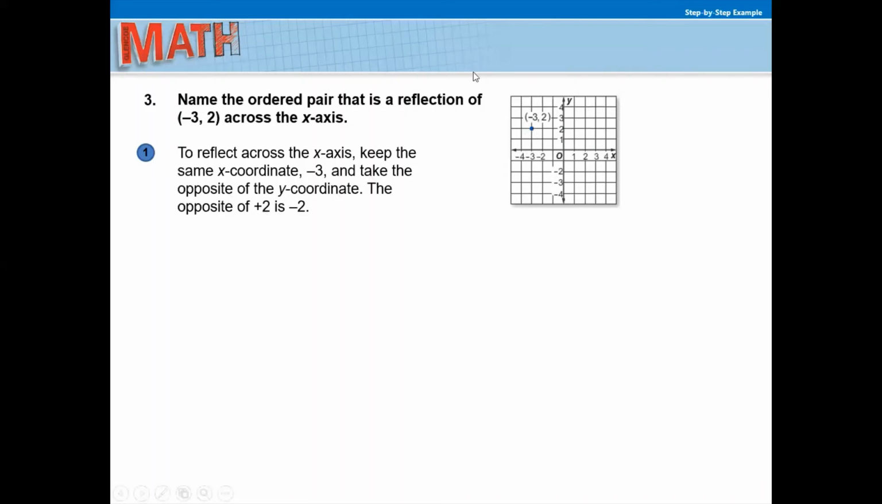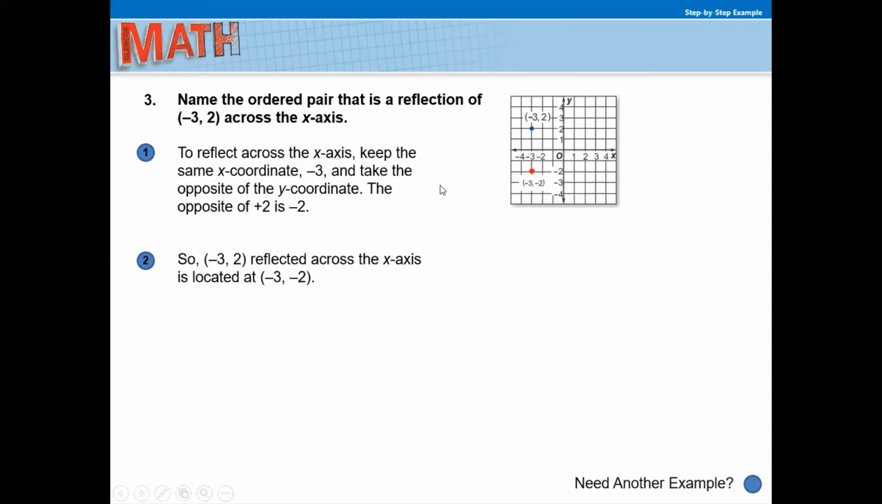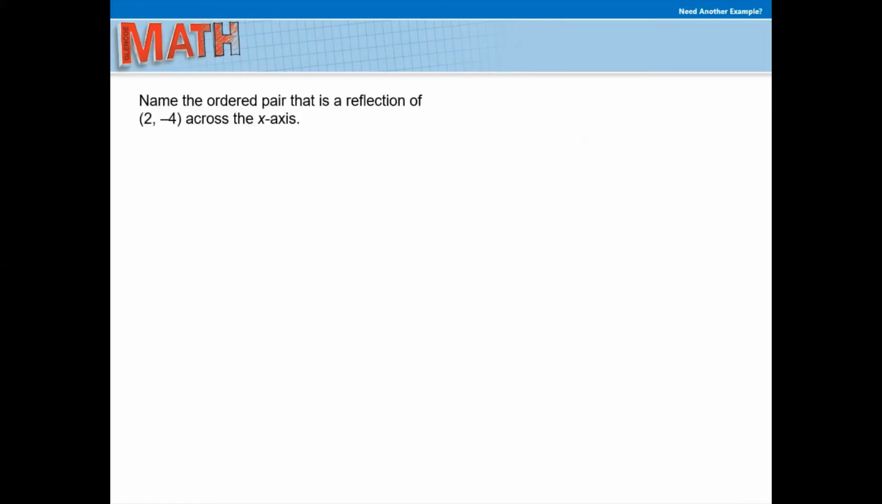So to find the reflection, we go 3 to the left and 2 jumps down. -3, -2. So to reflect across the x-axis, we kept the x-coordinate the same, and we found the opposite of the y-coordinate. Name the ordered pair that is a reflection of 2, -4 across the x-axis. It's just like the one we just finished. Review the video, show your work in your book, bring your questions to the group, press play when you're ready to go on.